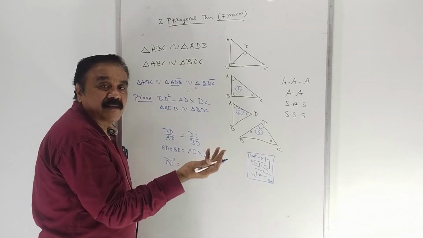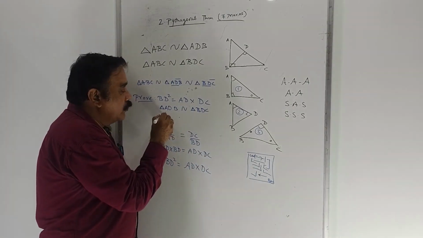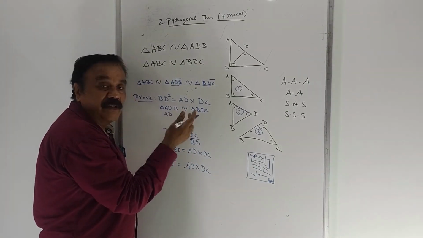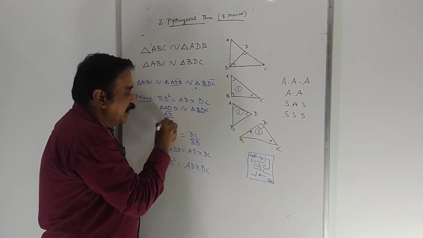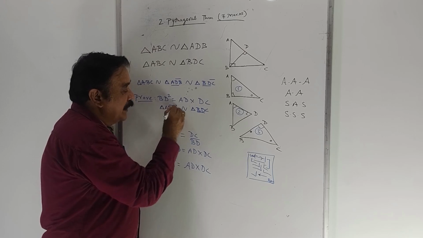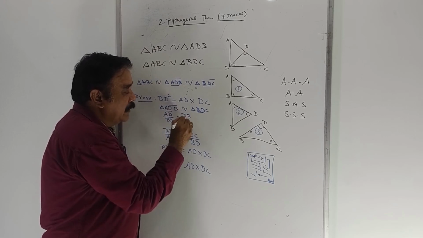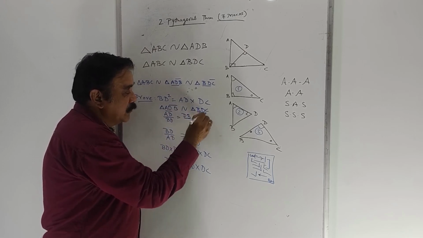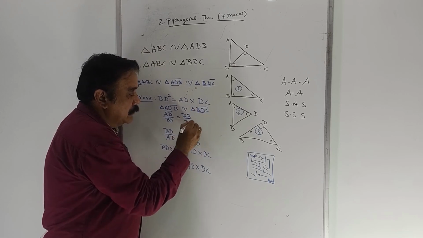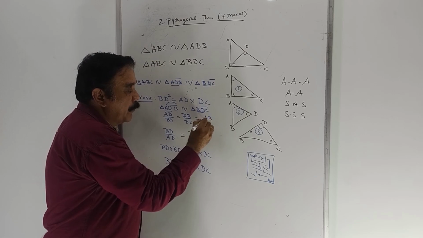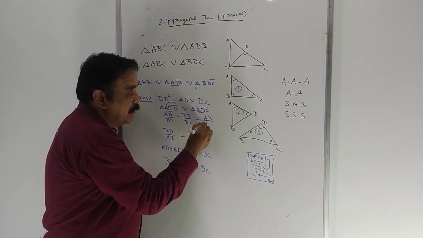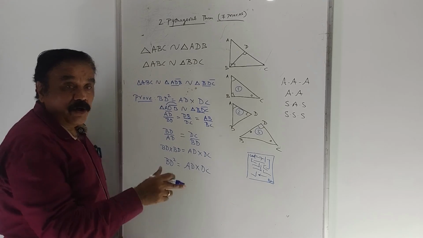Now when two triangles are similar, what do you get, children? You get their sides proportional. So after this, what you do? Take AD. This is AD. This is BD. So AD upon BD I got. Then you take this one, DB upon DC. That is this one. And then AB upon what you'll get? BC.